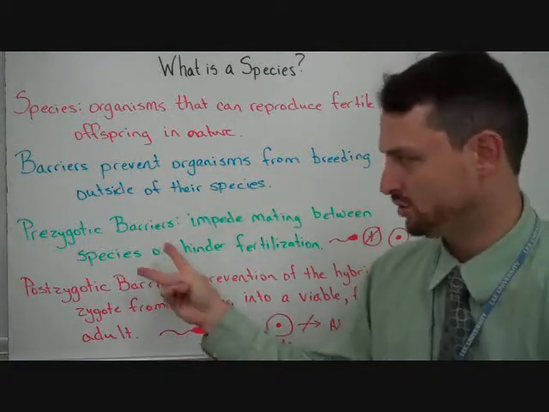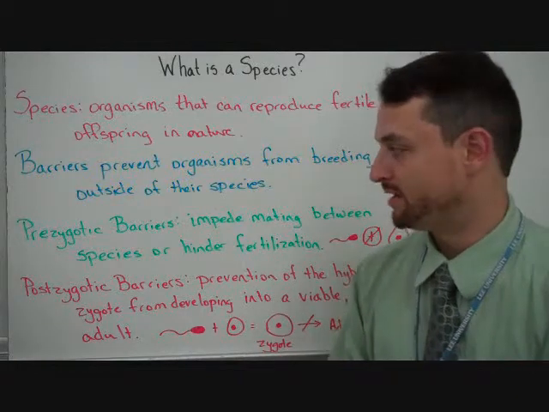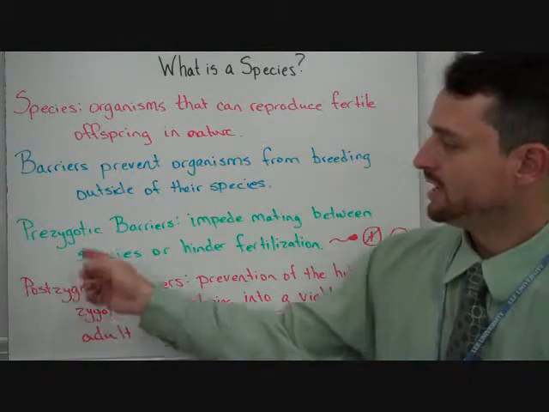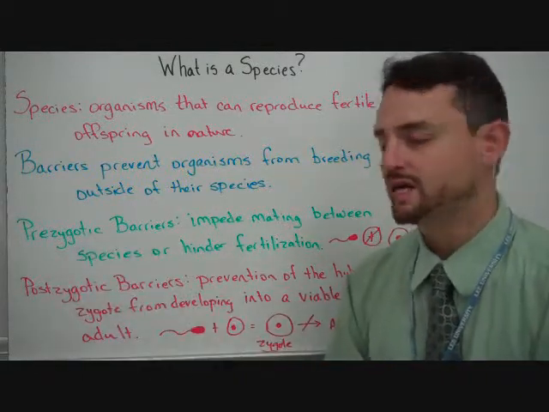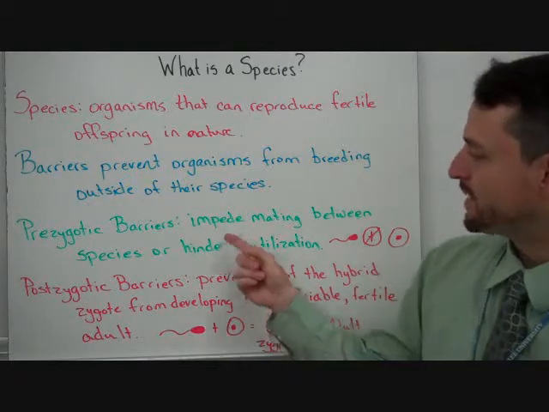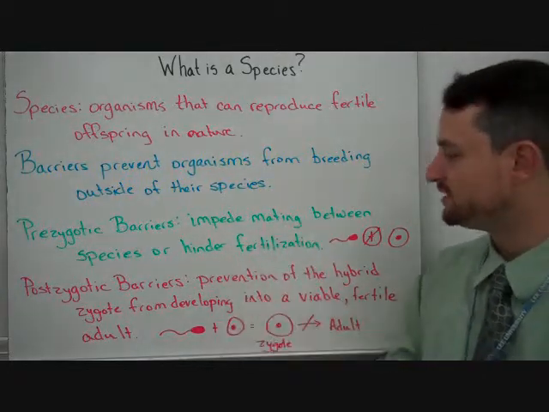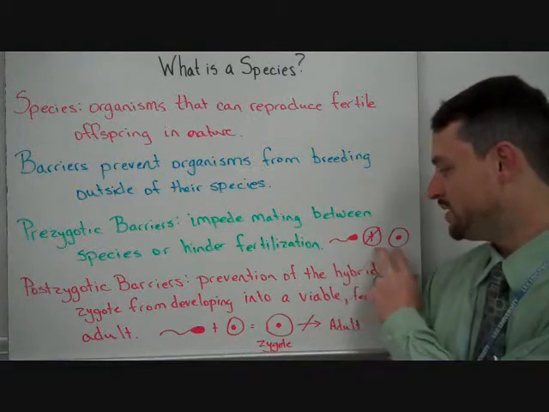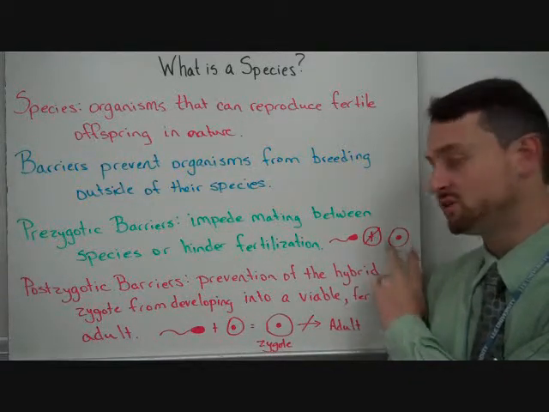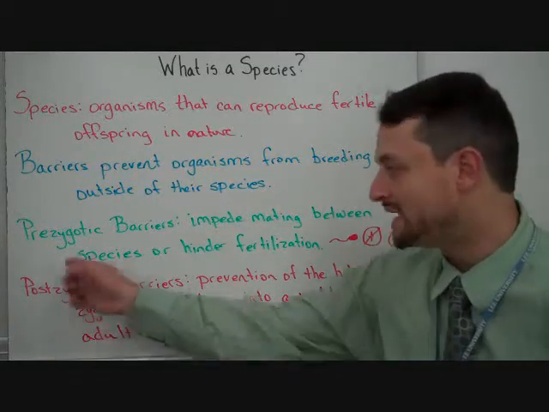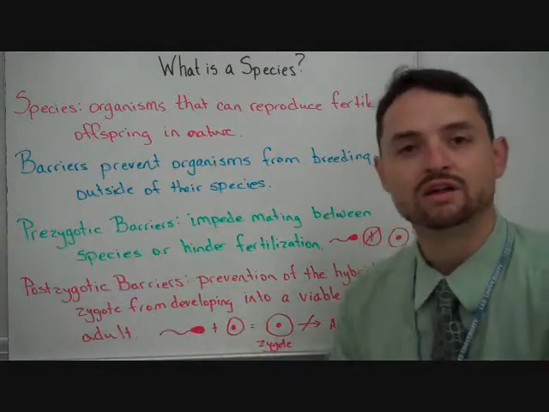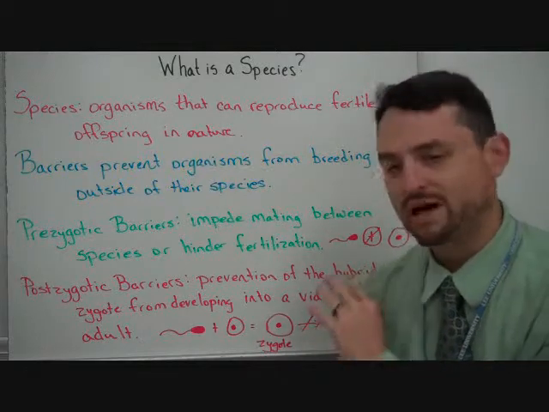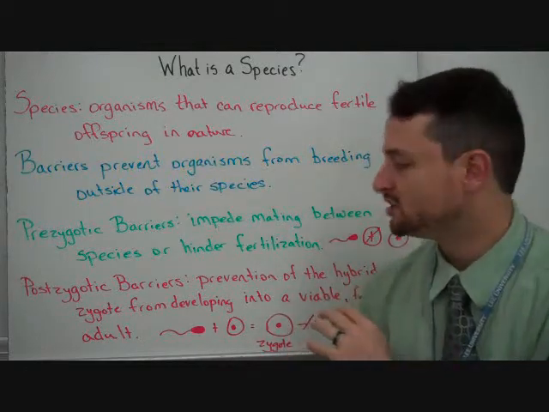And we're going to talk about two types of barriers. The first is called a pre-zygotic barrier, and those are the barriers that impede mating between species or hinder fertilization. I've got a little diagram here. The sperm cannot unite with the egg. So this is before any zygote, thus pre-zygotic, is ever formed. And we'll talk about some different types of these in just a minute.